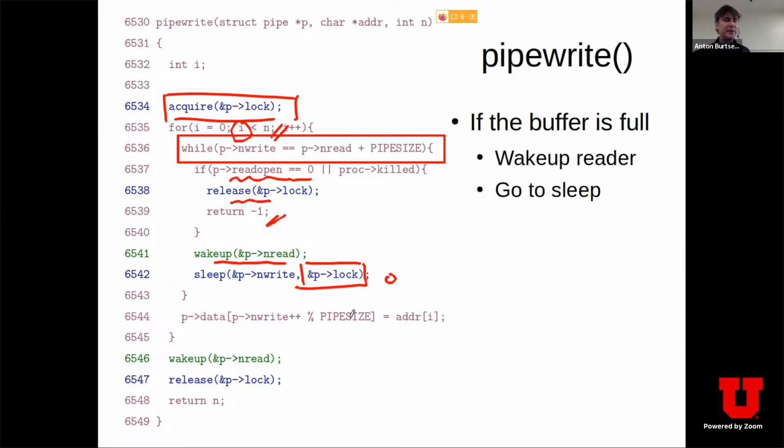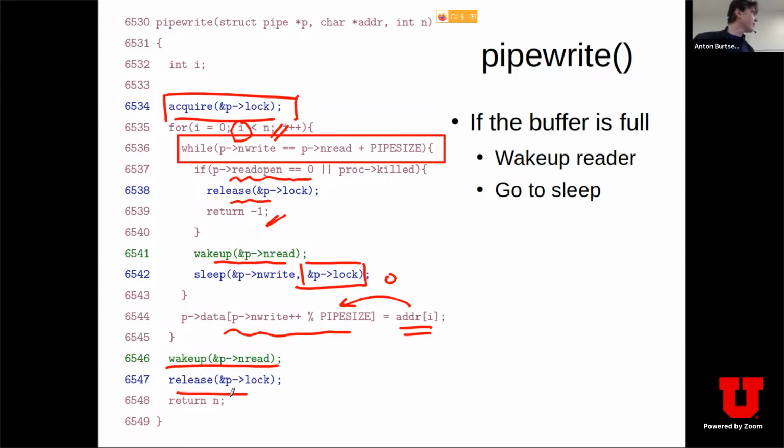If, however, everything is good, we keep writing bytes from the array which we got as an input into the pipe. And when we're done writing some number of bytes, we will wake up all the readers and release the lock at this point, right? So this is how the pipe is built.